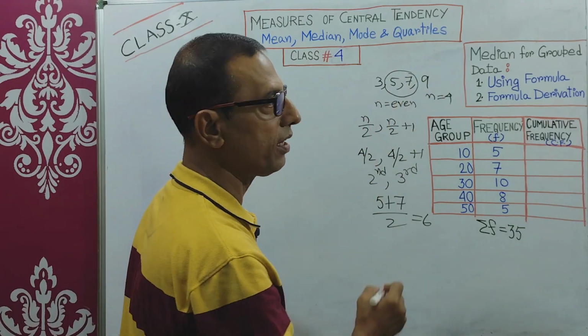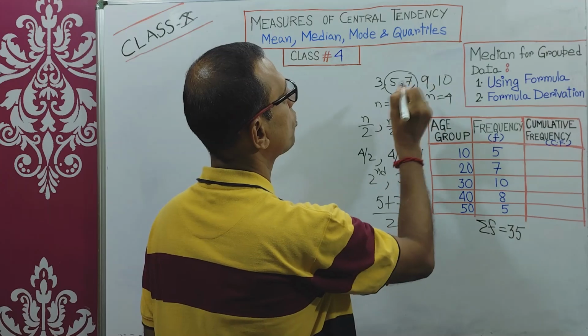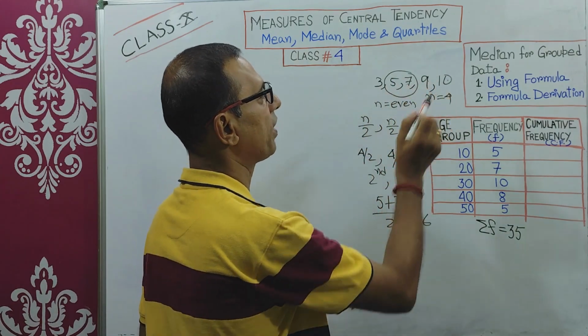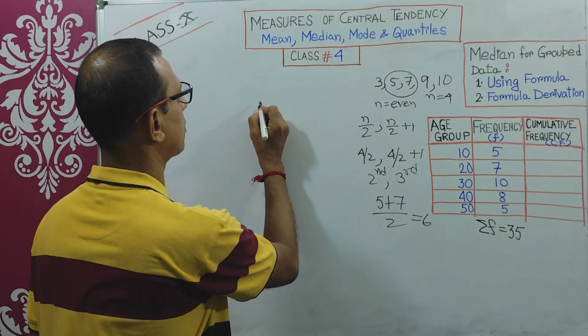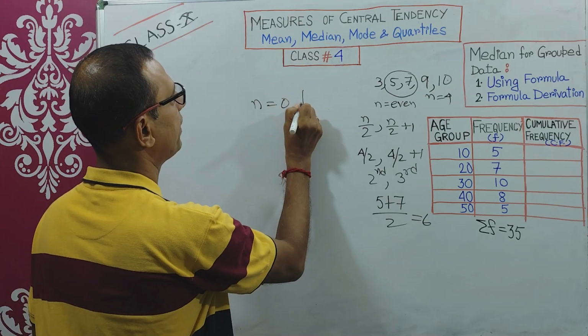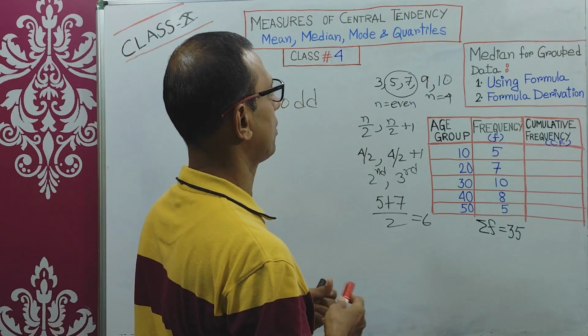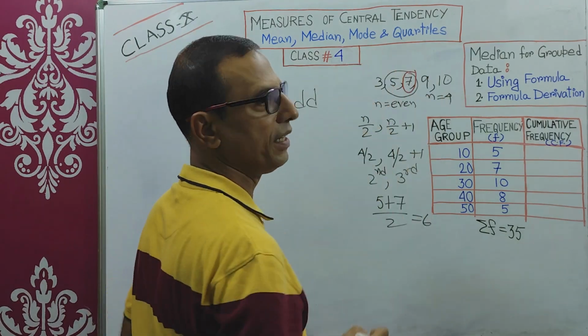But if n is an odd number, let's say I am giving another set, with 10 as one of the numbers. The total number of observations in that case will be 1, 2, 3, 4, 5. 5 values are there. So if n is odd, there will be only one middle position term, right? So in that case 7 will be the median.